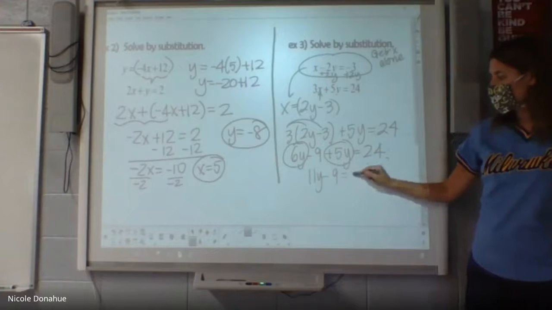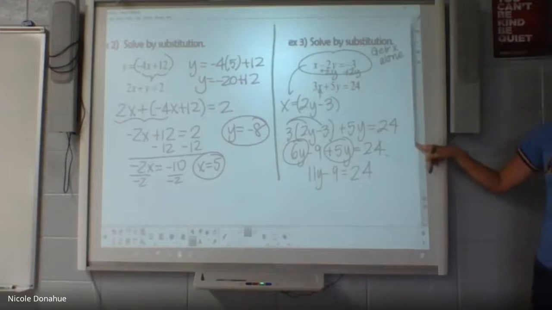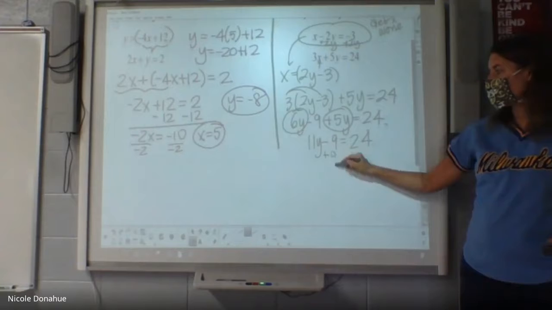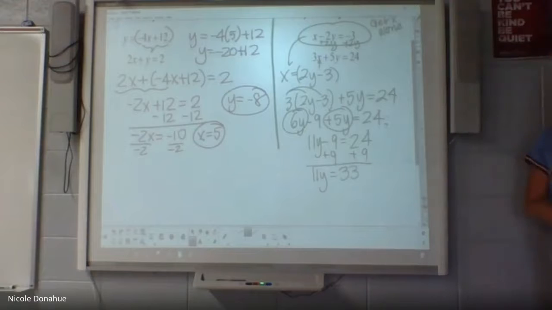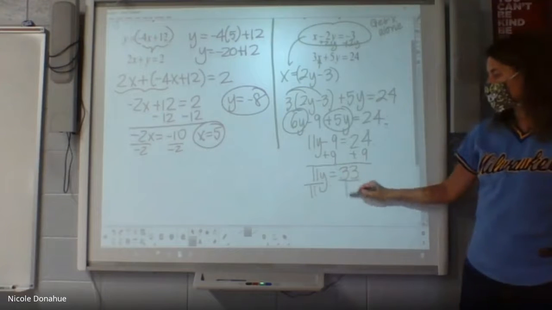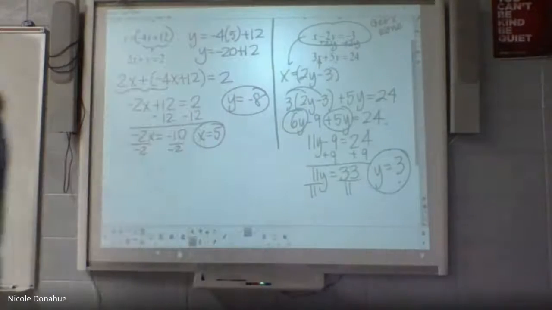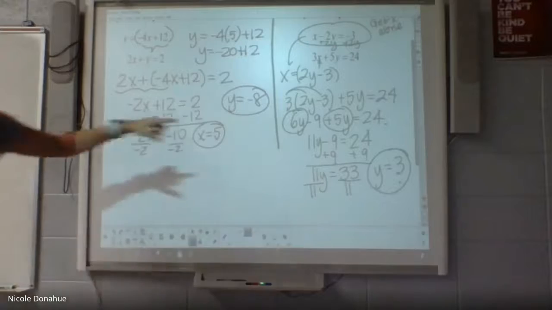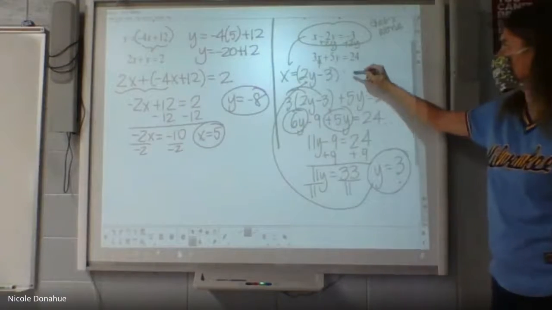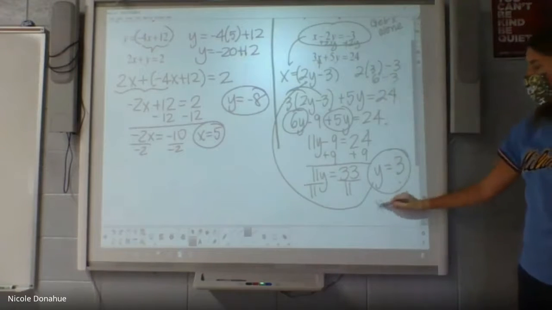Eleven y minus 9 equals 24. Move this 9 over. So 11y equals 33, and we can find out that y would be 3. Once I know y is 3, I still have to go back in and find my x value. So I have to take this y and put it back in up here. So it'll be 6 minus 3. So x is actually 3 as well.